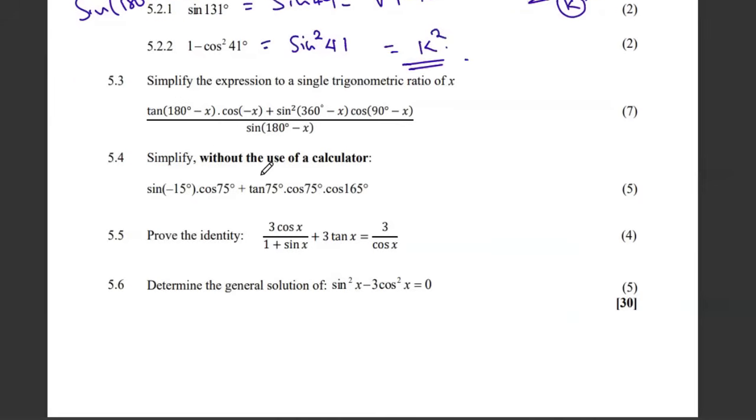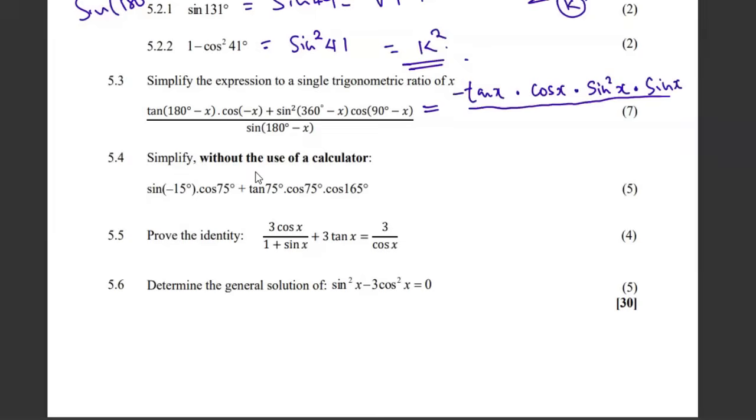Okay, and then 5.3, they need us to simplify this into a single trig ratio. So reductions: we know that tan of 180 minus x is in the second quadrant, where tan is negative, so negative tan x. Cos of negative x is the same as cos of a positive x. And then sine of 360 minus x is in the fourth quadrant, where sine is negative, but since we are squaring it, we're only going to have sine squared of x. And then the cos of 90 minus x must give us a sine of x.